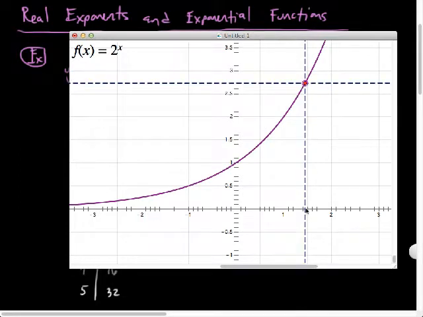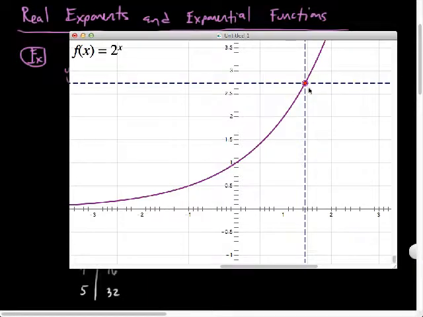1.414. So this x value appears to be around 1.414. So what do you think your estimate would be for the y value when I plug in 1.414? 2.75. Yeah, well, I don't know. Maybe I'd say 2.55 or something like that. 2.5-ish, right? Somewhere like that.